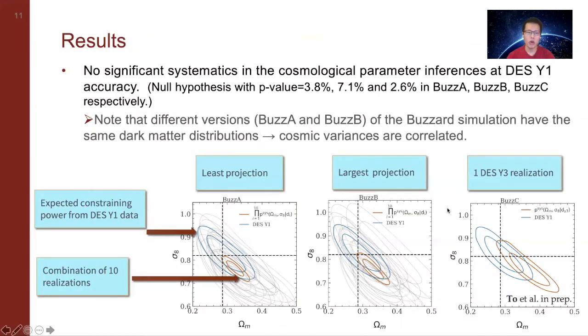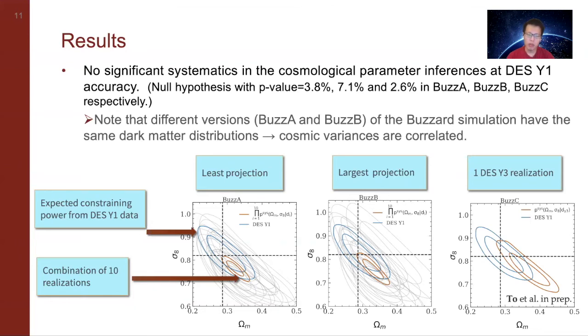Right now, here is our main result. What I'm showing you here is the 68% and 95% contours on sigma 8 and omega m. The dashed line here is the true cosmology that we used to generate the simulations. The blue contour is the expected DES Y1 uncertainty. The orange contour is the combination of 10 DES Y1 realizations, so it effectively corresponds to a survey that's 10 times larger than the DES Y1 survey.